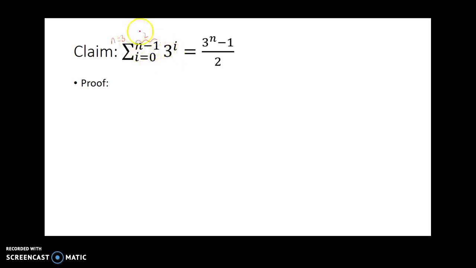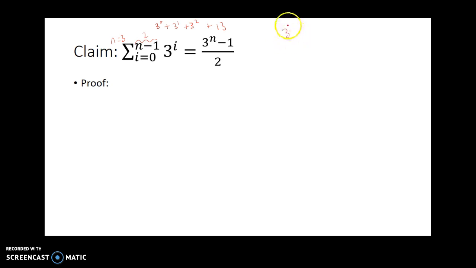So that means I would be summing i equals 0, so 3 to the 0 plus 3 to the first plus 3 to the second. So I stop at 1 minus my upper index. So that comes out to, let's see, 3 to the 0 is 1, plus 3 is 4, plus 9 is 13. And we're claiming that that should be the same thing I would get if I took 3 to the n minus 1 divided by 2.